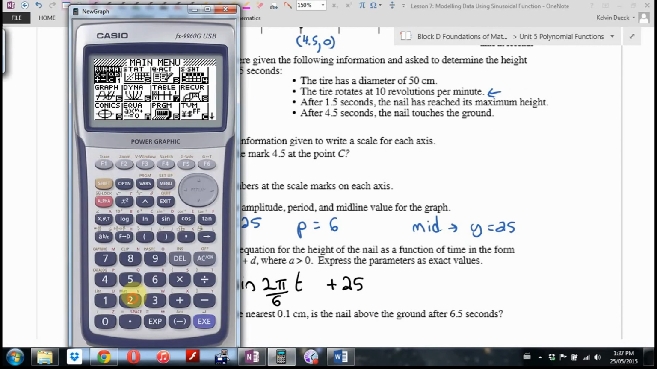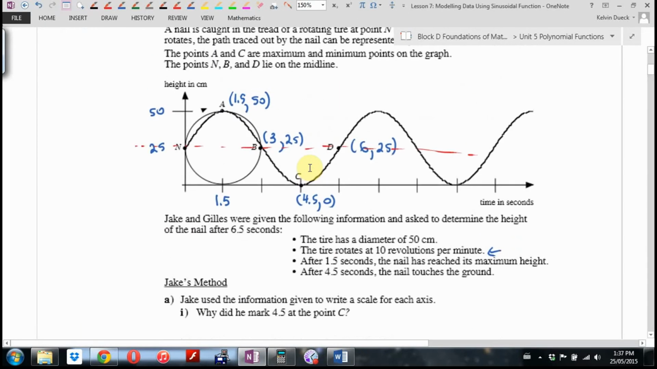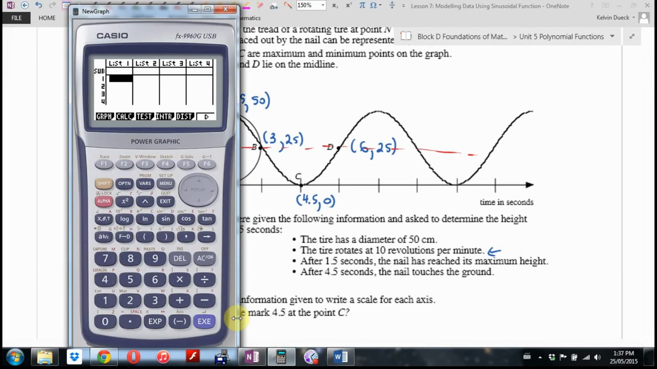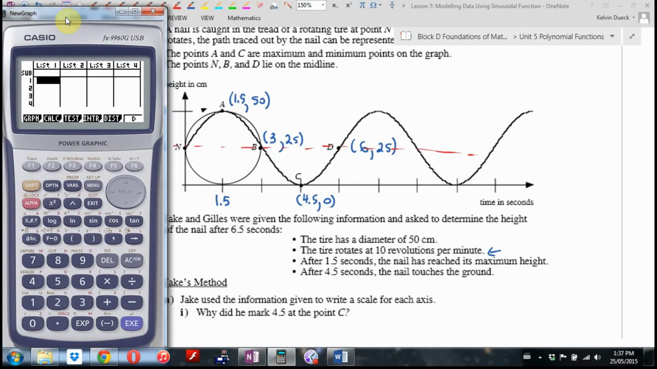We could also have found the amplitude by going as follows. Menu, stat. Can you all go menu stat, please? And we could enter these points as data. What are the coordinates of point N? 0, comma, 25. What are the coordinates of point A?